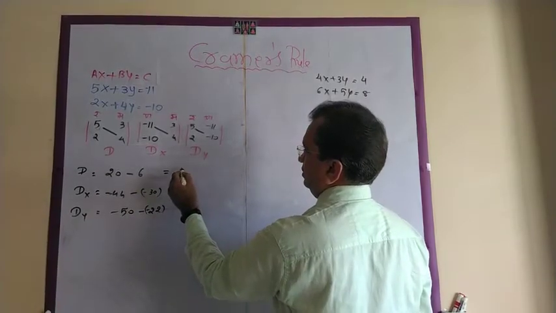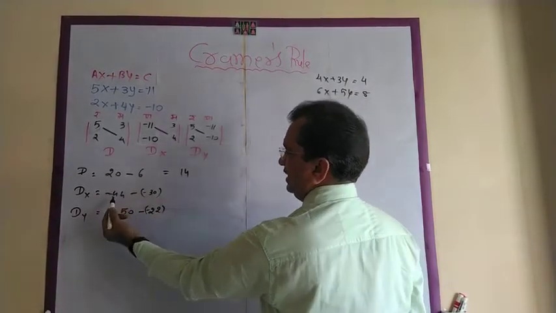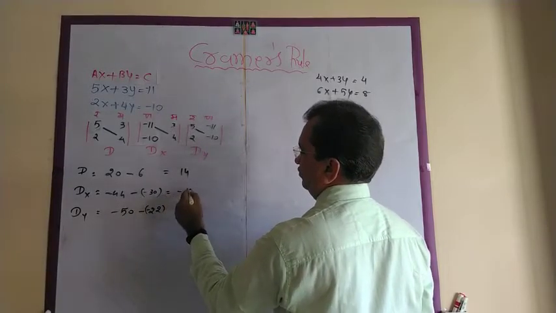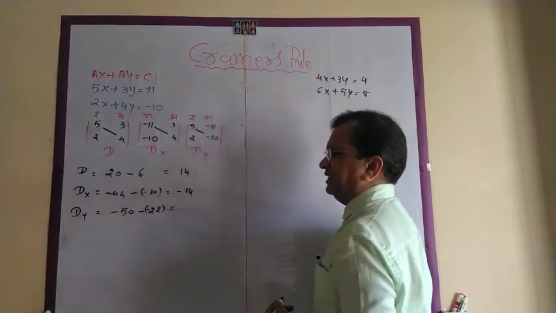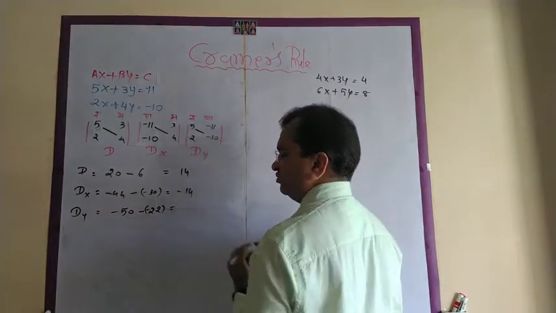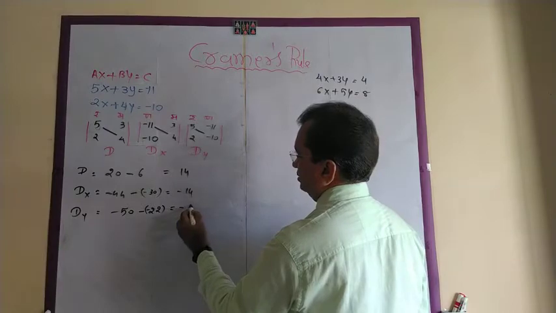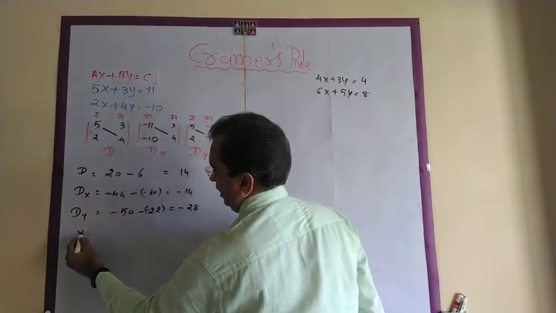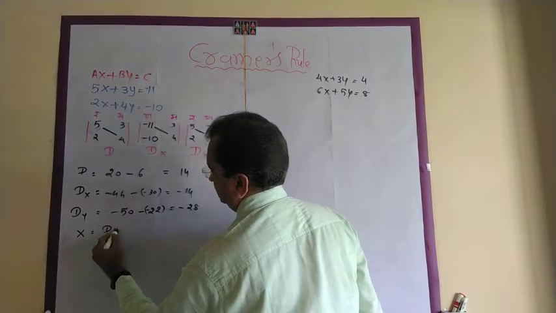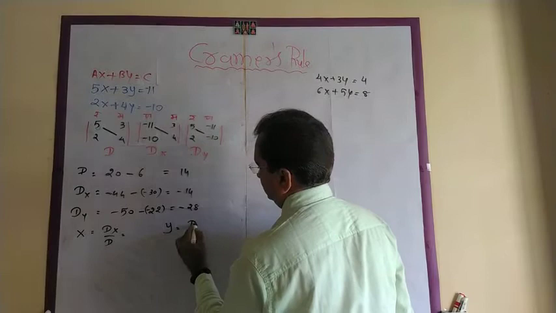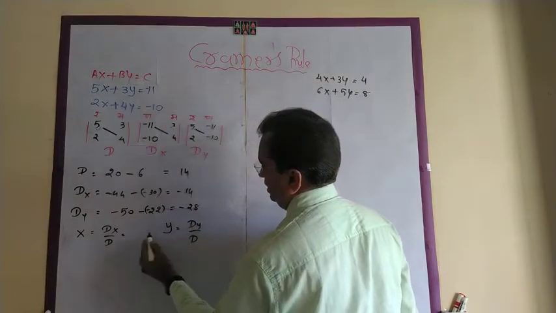D is what? 14. Dx is minus 44 plus 30, which is equal to minus 14. Dy is equal to minus 50 plus 22, that means minus 28. Now how to find x? x is equal to Dx by D. How to find y? That is Dy by D.